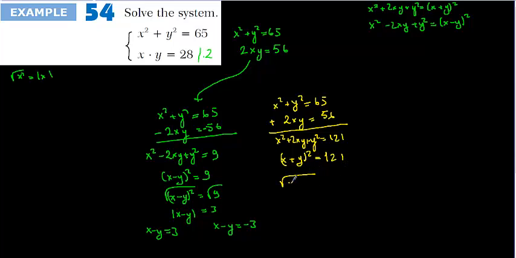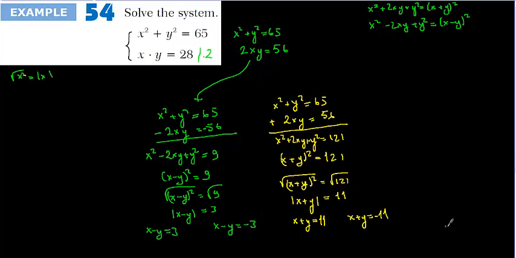Square root of x plus y squared is going to be equal to square root of 121. Square root of 121 is equal to 11, but here we have absolute value again, like the previous solution. x plus y is equal to 11, or x plus y is equal to minus 11.